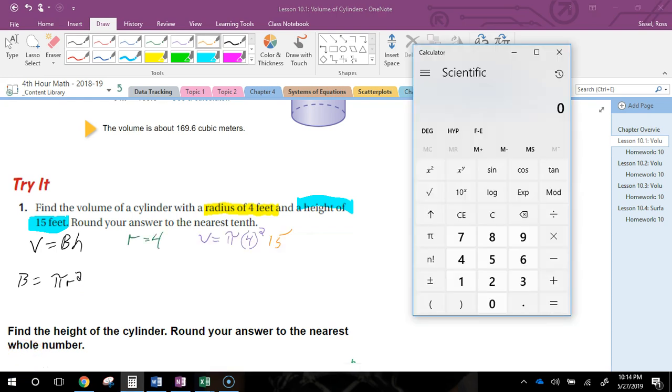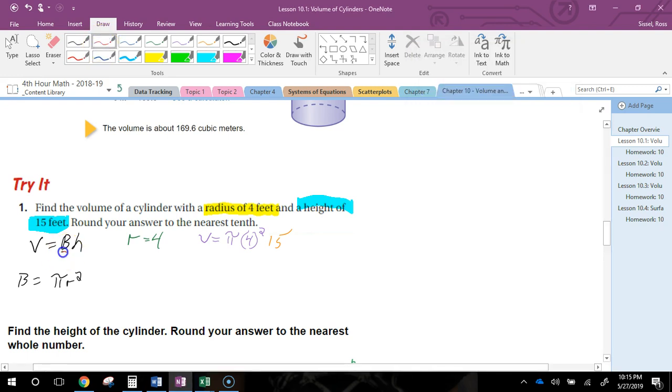Alright, so hopefully you guys have set your equation up. From the information, I know my radius is 4. My height is 15, so I'm going to go in here and say volume equals, and instead of base, I'll mark this down here, instead of base, I'm inputting this, and instead of the r, we're inputting our 4. So volume equals pi times 4 squared times 15.